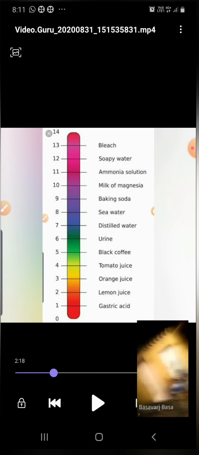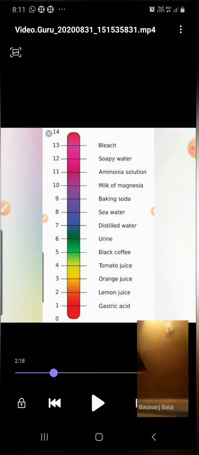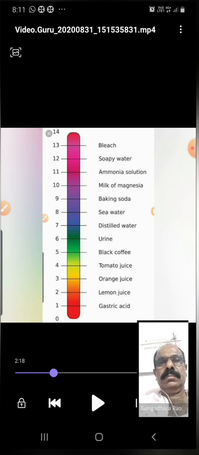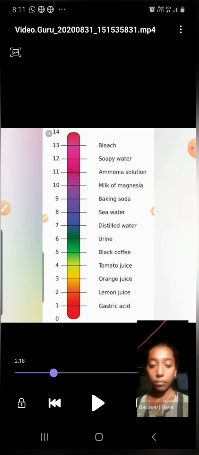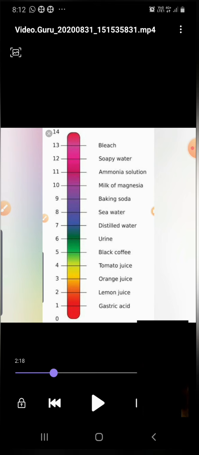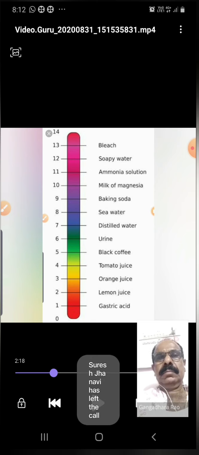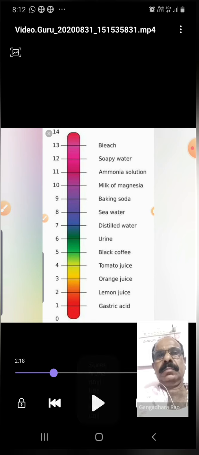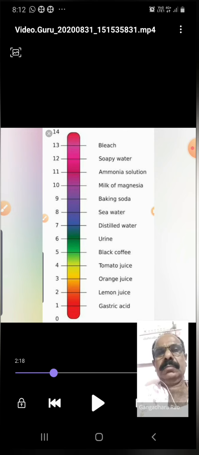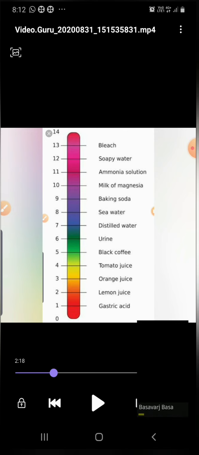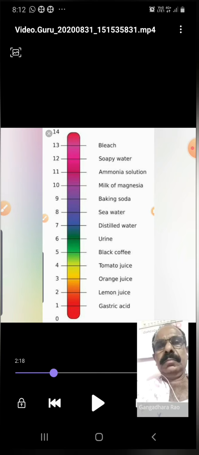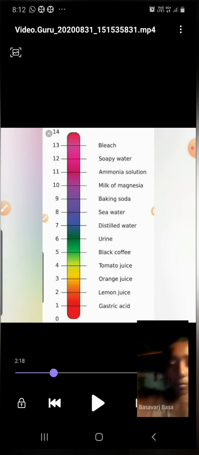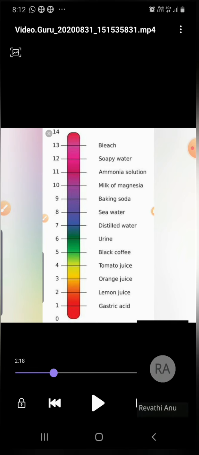This is the pH scale. Now, how is the pH scale used? As you see, the scale from 0 to 7 is called acids. From 7 to 14, they are called bases. From 0 to 7, as you see, the color moves from red to bluish. And from 7 to 14, the color goes from blue to violet.